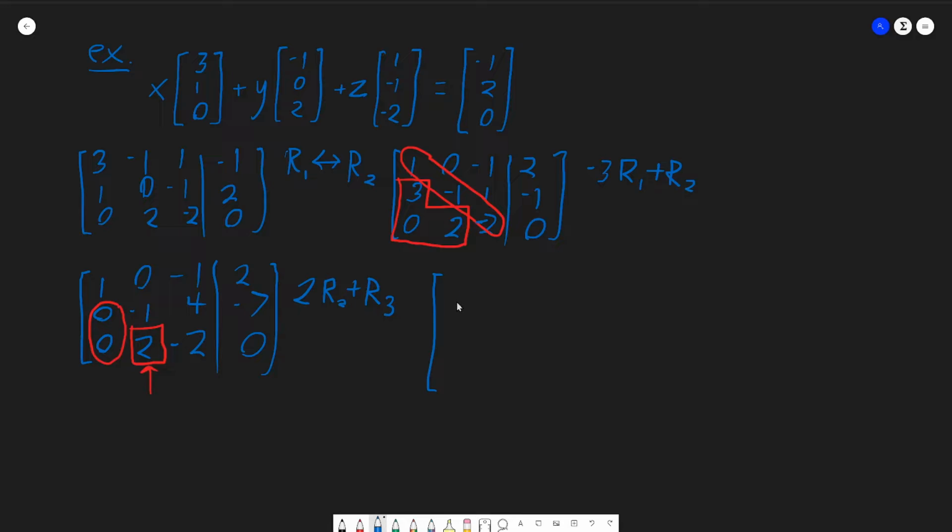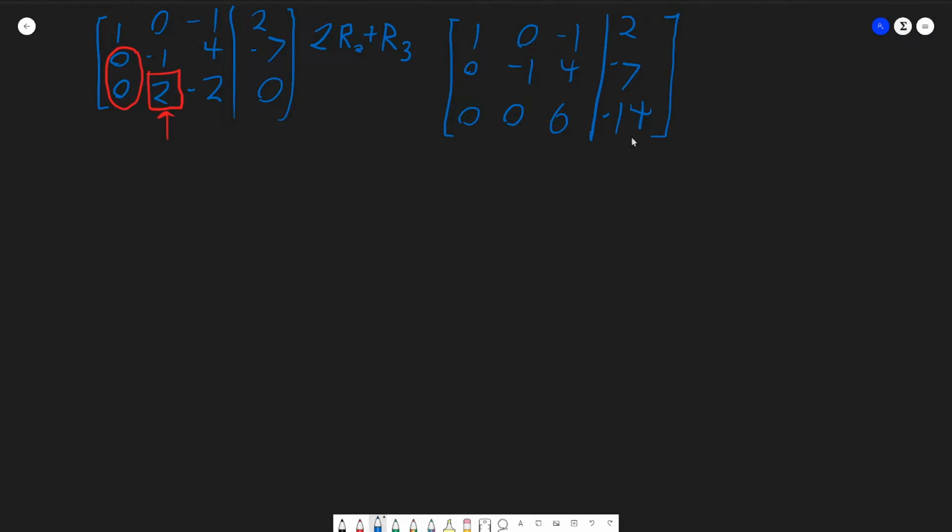So let's just write out this matrix now. So the first row remains the same. The second row remains the same because that one was not the one that's actually affected by the operation. The third row changes in the following way. So 2 times 0 added to 0 is just 0. 2 times -1 plus 2 is 0. 2 times 4 plus -2 is 6. And 2 times -7 plus 0 is -14.